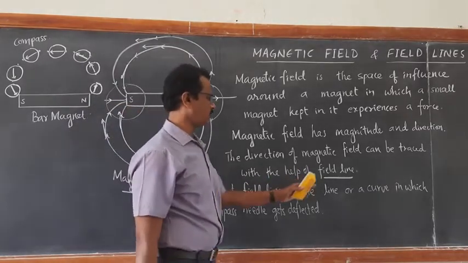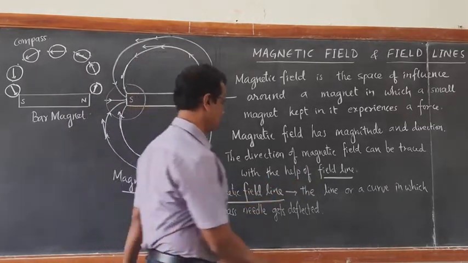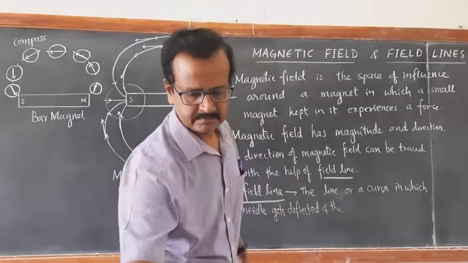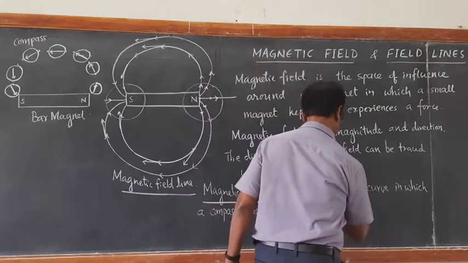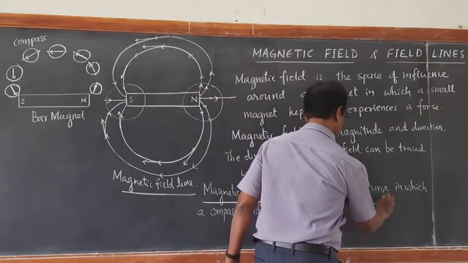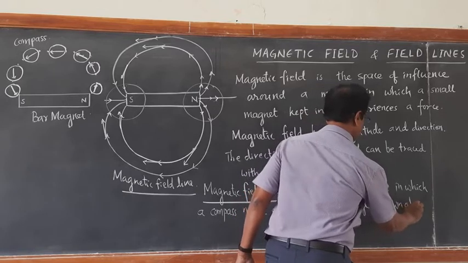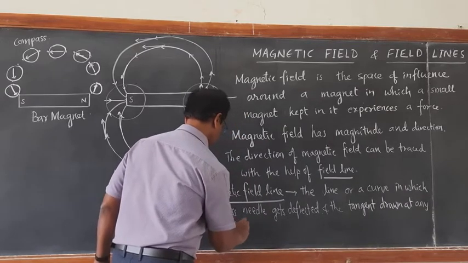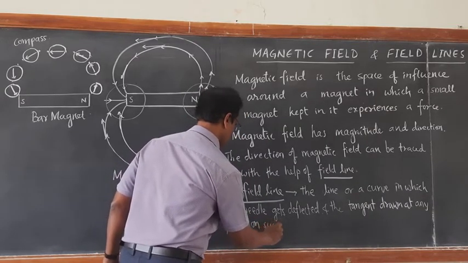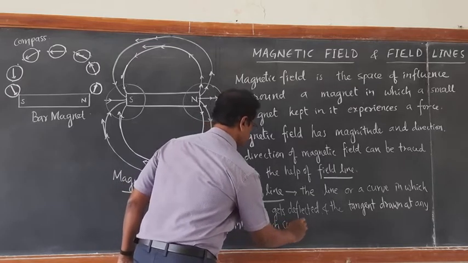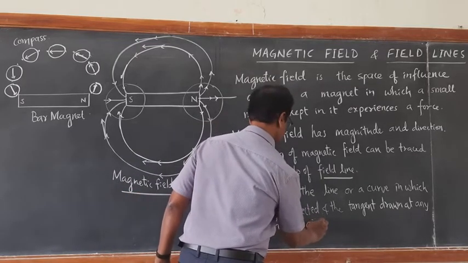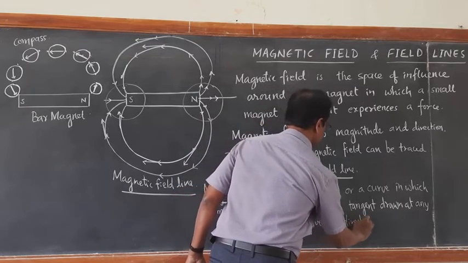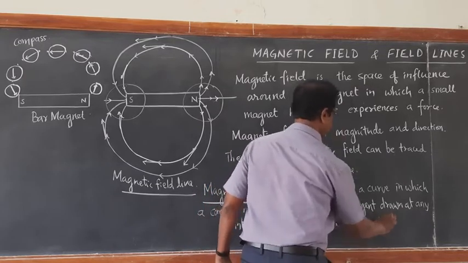So the line or a curve in which the compass needle gets deflected, the tangent drawn at any point on such a curve gives the direction of the magnetic field.